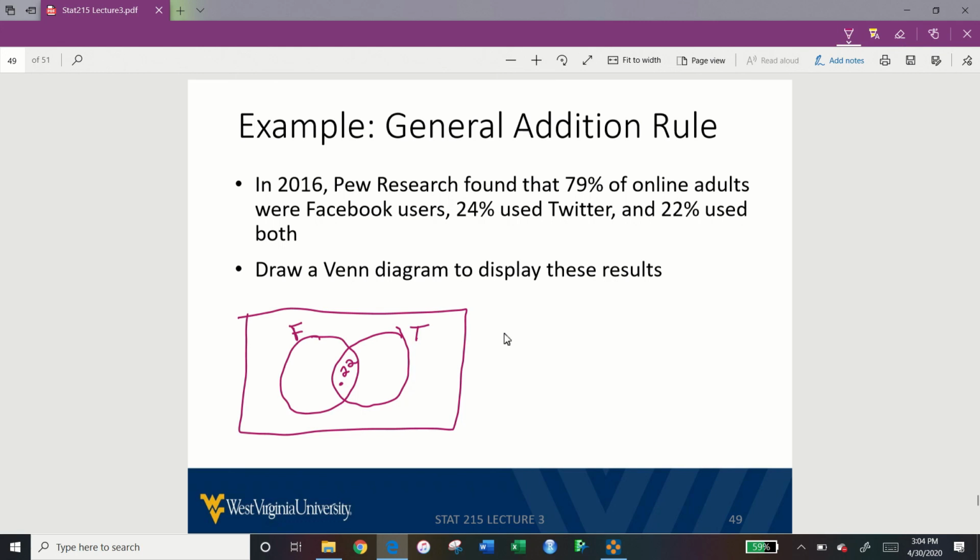That means that our 79% minus our 22% gives us 57% or 0.57. These are the people that are Facebook only users. We'll do the same thing with Twitter. 0.24 minus 0.22, that's our overlap. Subtract, that gives us 2% or 0.02. These are the people who are only Twitter.